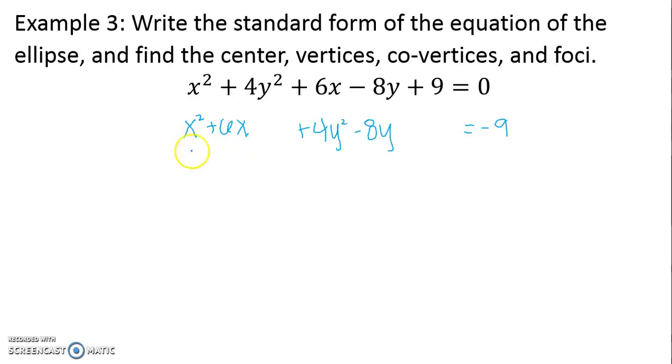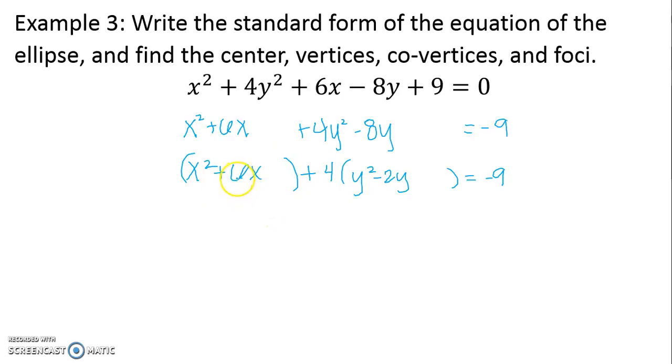Now, for my x's, there's nothing to factor out in front, so I'm going to leave those alone. You'll see why in a second. I'm leaving this kind of blank here. For my y's, I can factor that 4 out, and you always want to factor out whatever's in front of the squared term. So I'm going to have y squared minus 2y. And then I want to complete the square. I'm also going to put this guy in parentheses just so it stands out a little bit more.